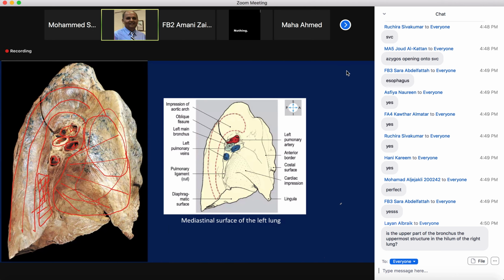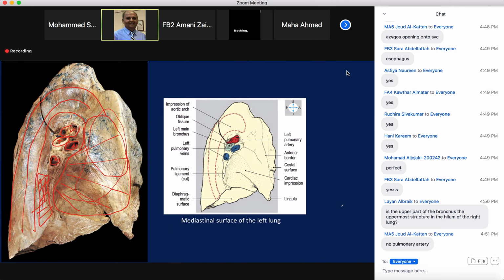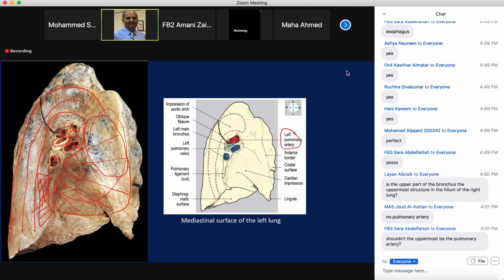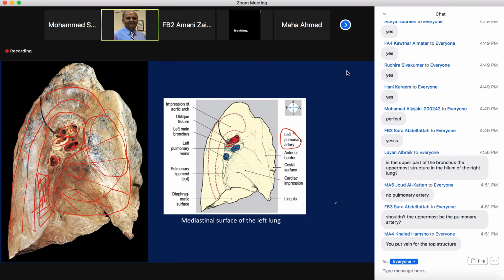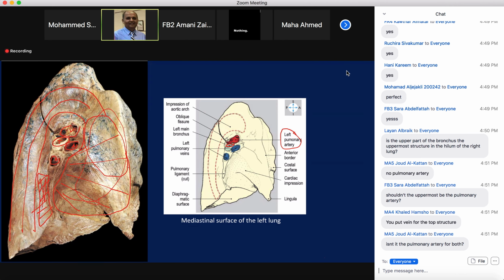So is the uppermost structure in the hilum of the right lung the upper part of the bronchus? No, the pulmonary artery is there. You are talking about the right lung, Jude? We are looking at the left lung. So first confirm your right lung. Right lung, uppermost structure is what? Pulmonary artery. Below you are looking at the bronchus. And then these are the pulmonary veins. Are we good so far? So I'm saying pulmonary artery. Sarah, you can see this pulmonary artery.